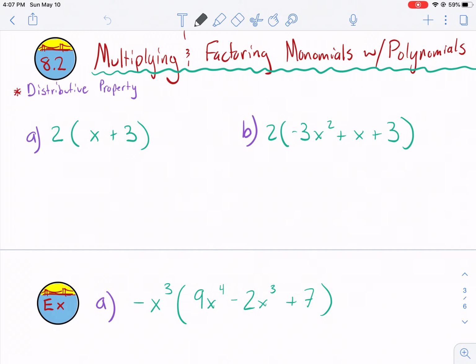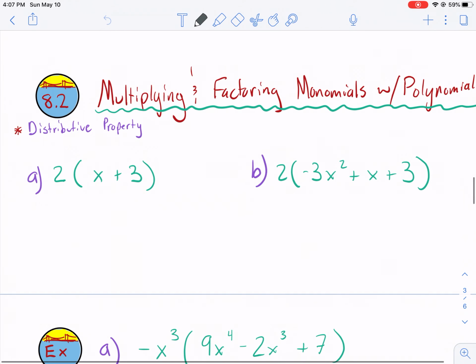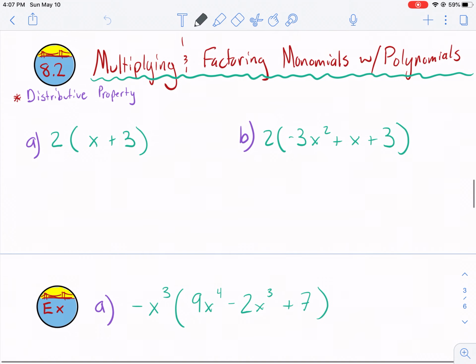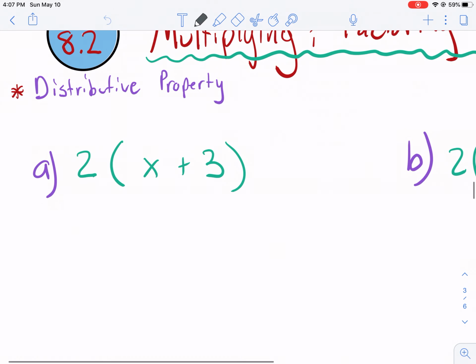Welcome back, Algebra students. Today we're going to be covering section 8.2, multiplying and factoring monomials with polynomials. So in section 8.1, we talked about polynomials. Now we're going to be talking about multiplying polynomials and doing operations of the such before we get into factoring, because we really need to understand multiplying before we get into factoring.